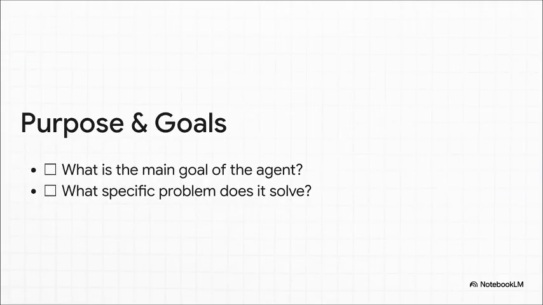Okay, so once you know who your agent is, you have to define exactly why it exists. This is where the worksheet really pushes you from a vague idea to a very specific mission. A weak goal would be something like, it helps lawyers. That's not really measurable, it's not specific. But a strong goal? That's something like, it will reduce document review time by 50%, or it will identify critical contract clauses to mitigate litigation risk.